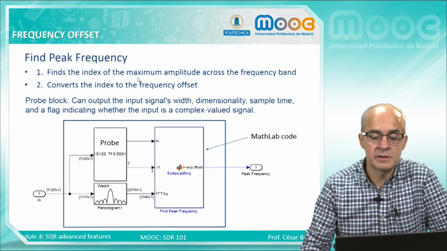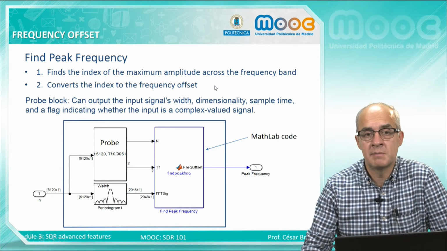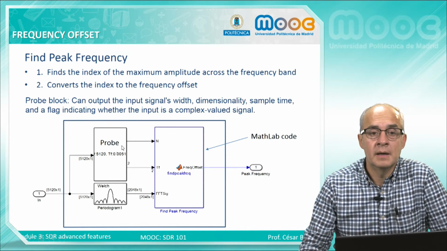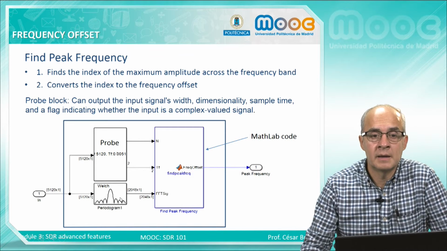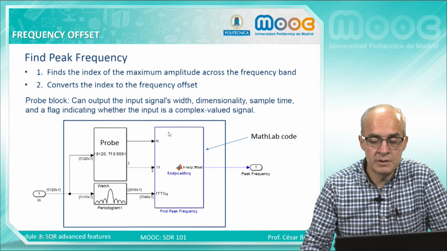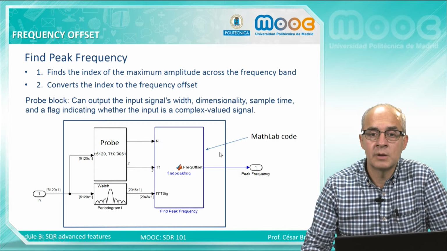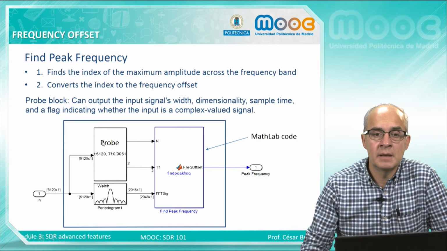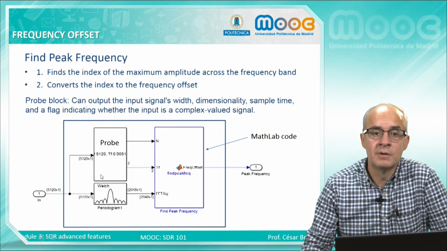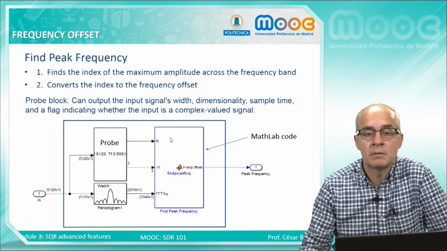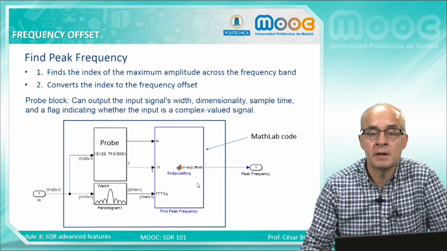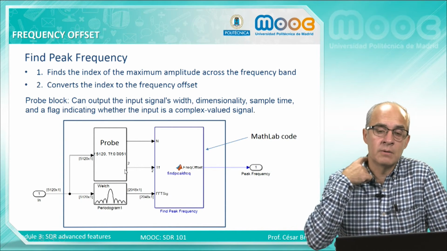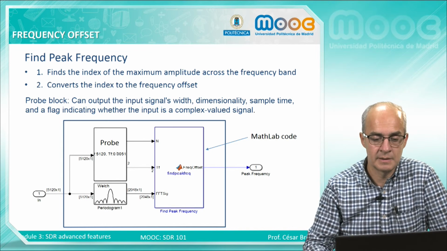It finds the index of the maximum amplitude across the frequency band and converts this index to a frequency offset. It has a probe block, a periodogram block, and this block, which is a block to execute MATLAB code. Inside here we have a MATLAB code. The example is complex, but it's very useful in many other circuits to obtain the peak value of a frequency, to obtain the center frequency of a signal, or many other cases.